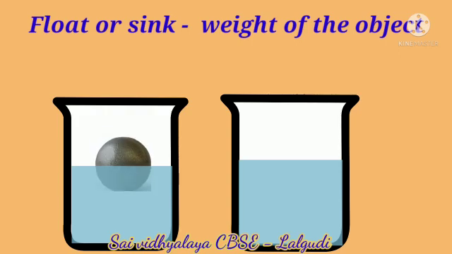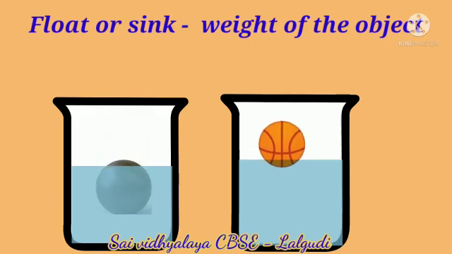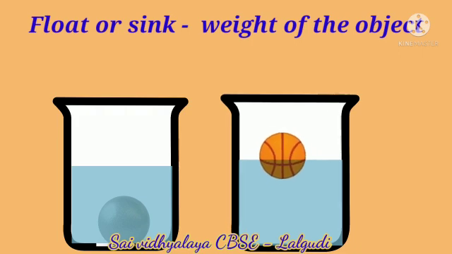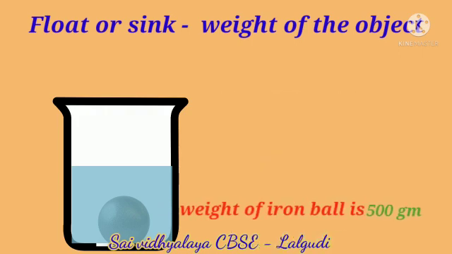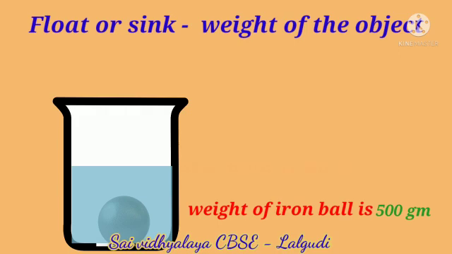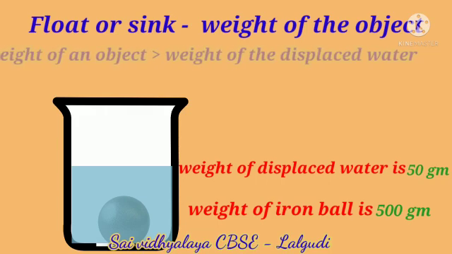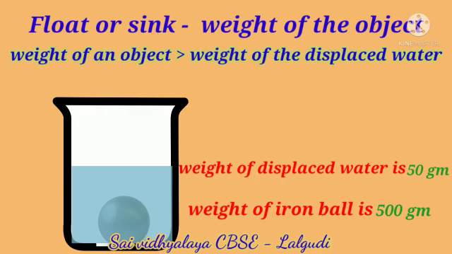Here is an example of two balls, an iron ball and a plastic ball. In the first beaker, the iron ball is sinking in the water. In the second beaker, the plastic ball is floating on the water. Let us assume both displace 50 grams of water because the size is the same. Weight of iron ball is 500 gram. Weight of displaced water is 50 gram. If the weight of an object is more than the weight of the displaced water, then the object will sink.